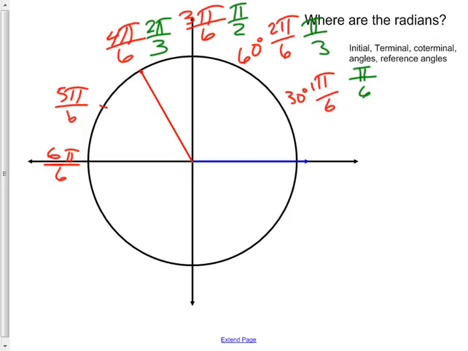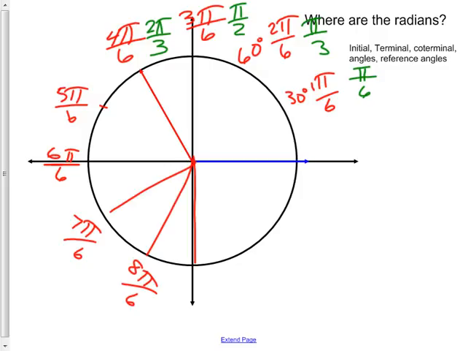Technically, what's that reduced to? Just pi. Get how the 6's could cancel? But you don't want to do just pi because then you won't know what to count to next. 4 pi over 6, 5 pi over 6, 6 pi over 6. What's this spot? 7 pi over 6. Next one. 8 pi over 6. Next one.